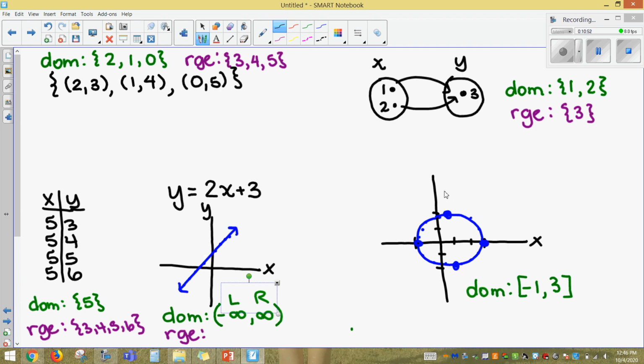Go ahead and pause the video in a moment and write down what you believe the range is for these two graphs. And when you turn it back on, both of the ranges will be there. So go ahead and pause.